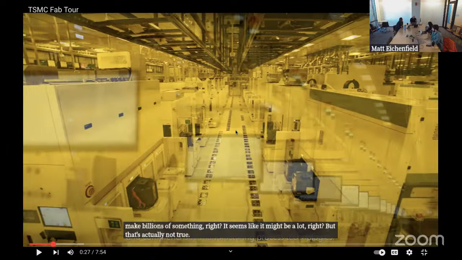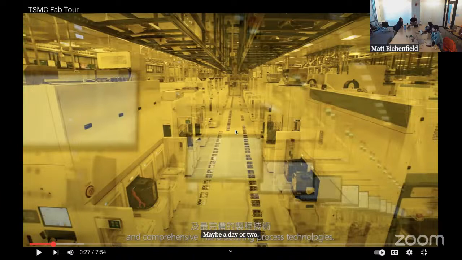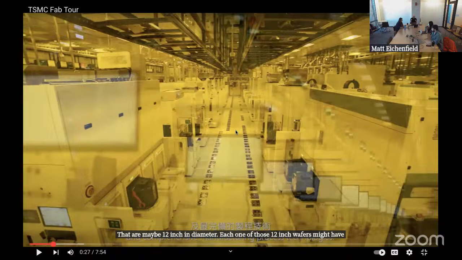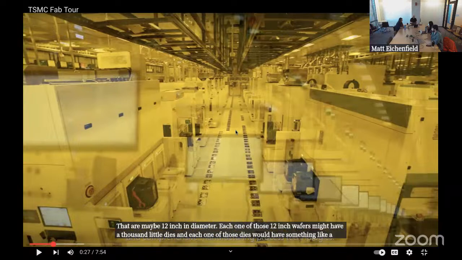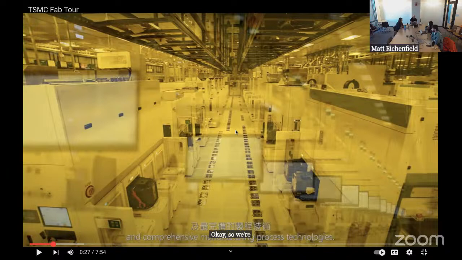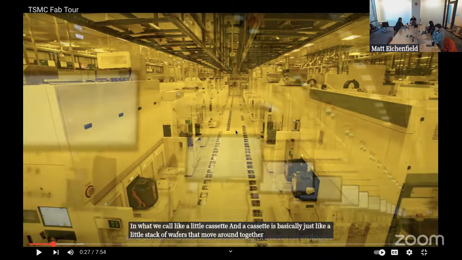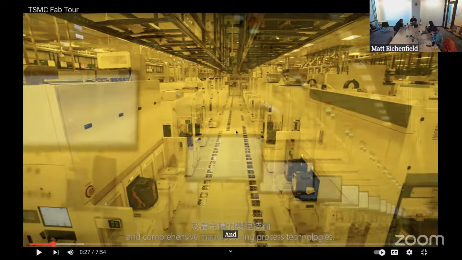It probably takes on the order of maybe a day or two to make something like 25 wafers that are maybe 12 inches in diameter. Each one of those 12-inch wafers might have 1,000 little dies, and each one of those dies would have something like 1 billion transistors on them. So we're at 25 times 1,000 times 1 billion, so like 25 trillion transistors manufactured in what we call a cassette. A cassette is basically just a little stack of wafers that move around together in one of these semiconductor foundries. And they can run many of these essentially at the same time, or at least one after the other.